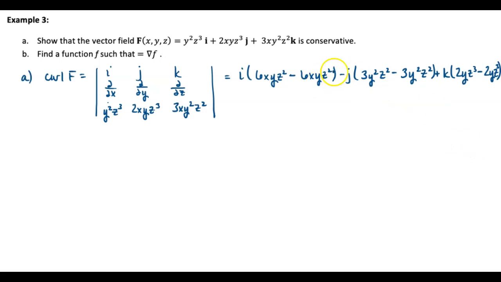And so simplifying this, we're told this is conservative. So we're essentially told that the curl of f is probably going to be equal to 0, and that's exactly what happens. The i component, 0. j component, 0. k component, 0. And because the curl of f is equal to 0, yes, this is conservative.